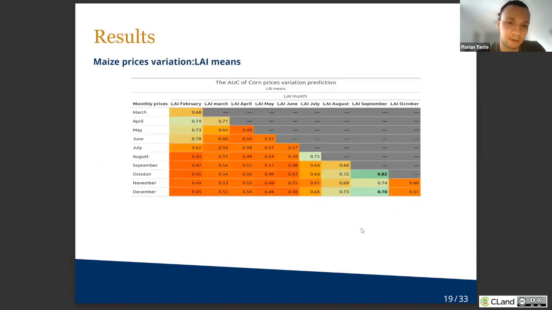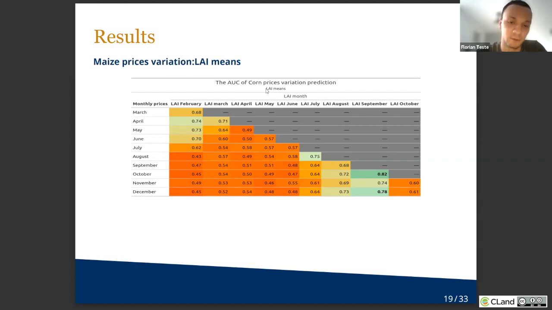So now if we look at some of our results, let's start with the maize price variation using the leaf area index mean. The table is a little bit complex, so I will explain it. If you look at the rows, you will see there is a list of months, March, April, May. This is the price that we want to predict. If you look at the columns, you will see there is LAI, then the months. For example, LAI May. This is the leaf area index mean of May.